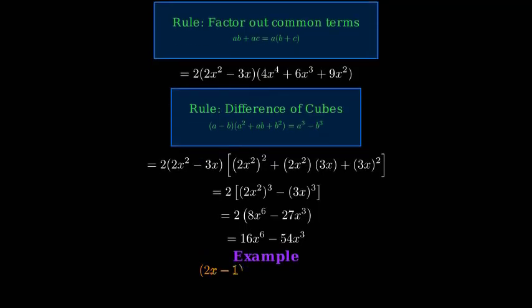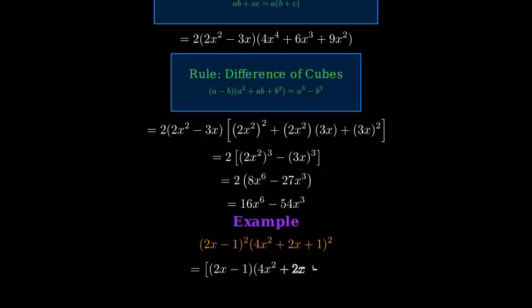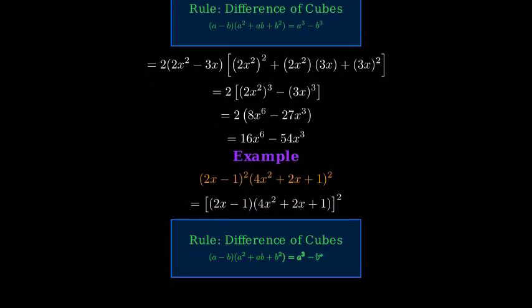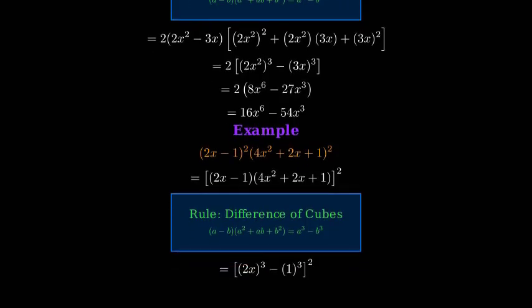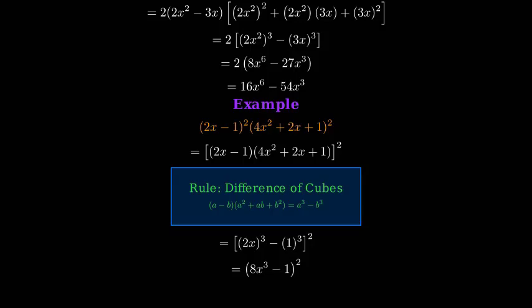Now, let's move on to our second example. We need to square the expression 2x minus 1 squared times 4x squared plus 2x plus 1 squared. Let's first rewrite our expression to make it clearer. We have the square of 2x minus 1 times the square of 4x squared plus 2x plus 1. Again, we can use the difference of cubes formula. The expression a minus b times a squared plus ab plus b squared equals a cubed minus b cubed. Now we calculate the cube of 2x, which is 8x cubed, and the cube of 1, which is just 1.